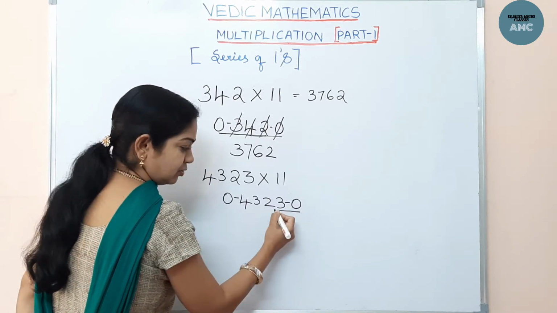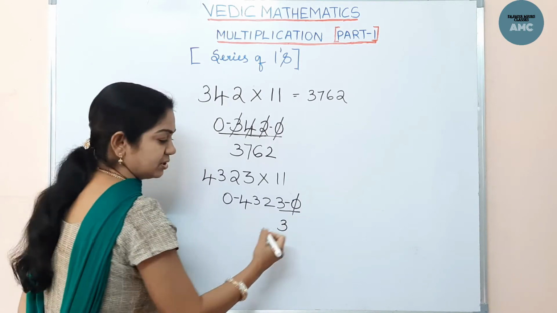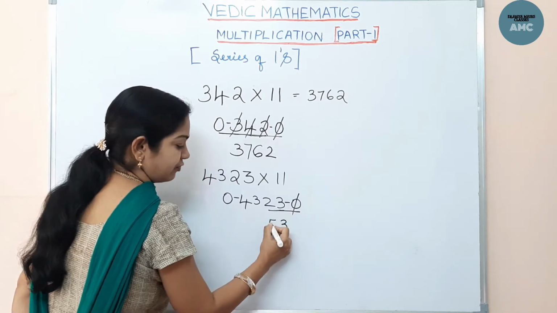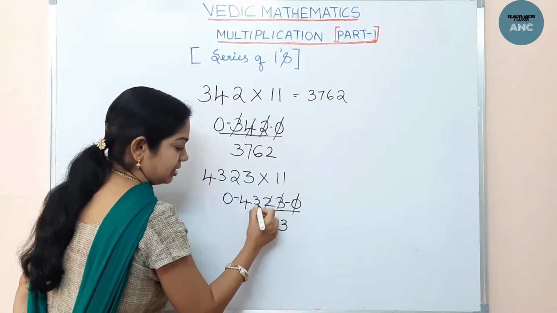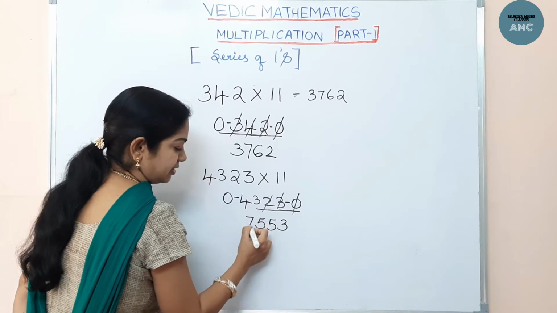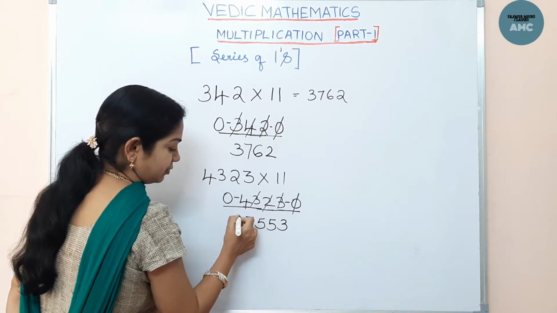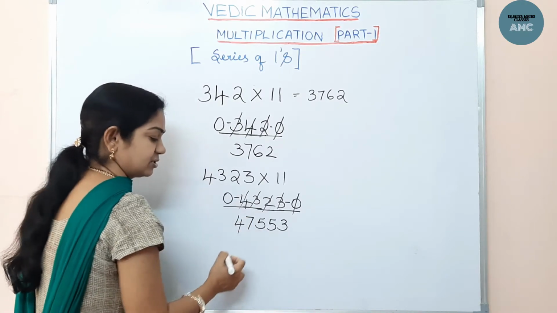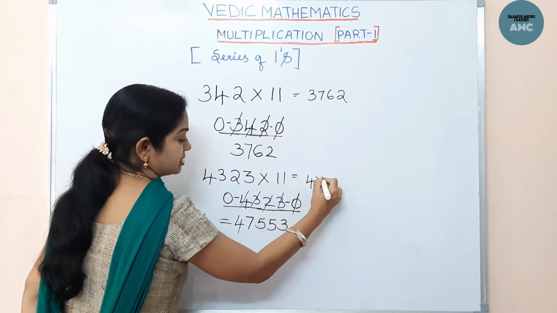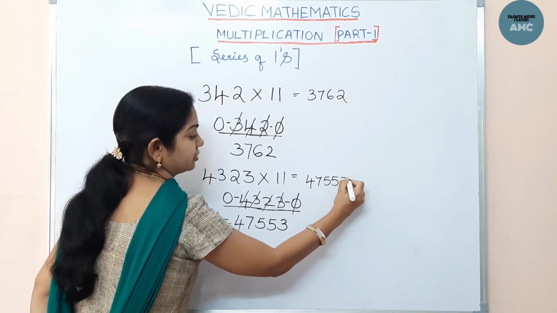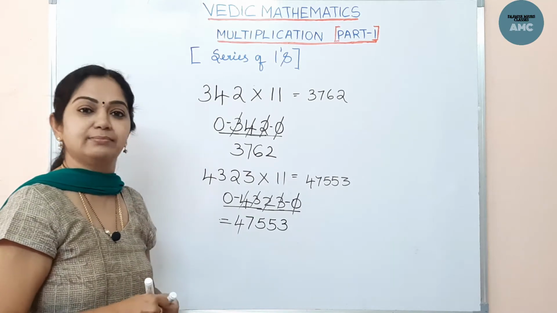0 plus 3 comes to 3. Now leave the rightmost. Now 3 plus 2 comes to 5. Leave the rightmost. 2 plus 3 comes to 5. Leave the rightmost. 3 plus 4 comes to 7. Leave the rightmost. 4 plus 0 is 4. Leave the rightmost. So the answer here is 47553. So this takes only 2 seconds in practice.